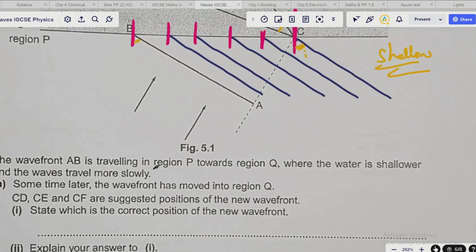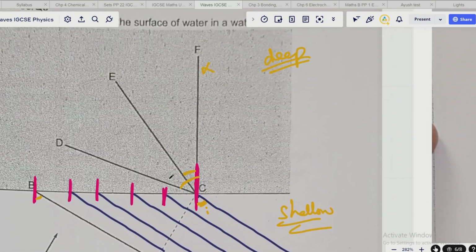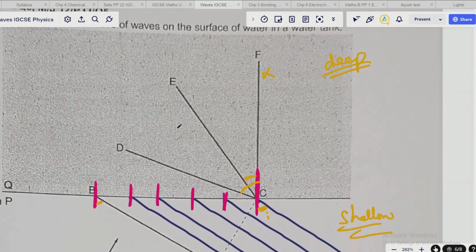They are saying that it is traveling in region P where the water is shallower and the water travels more slowly. That means we are in the shallow region. And the region in which we are going to enter is the deep region. So when the wave moves from shallow to deeper region, it will bend away from the normal. Got it?